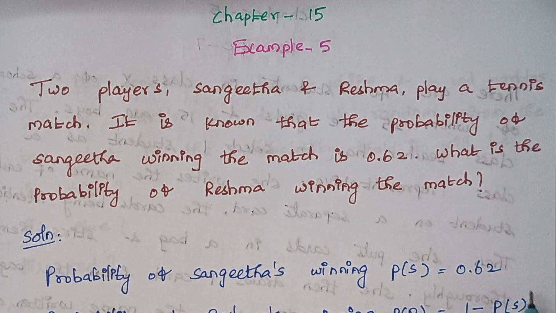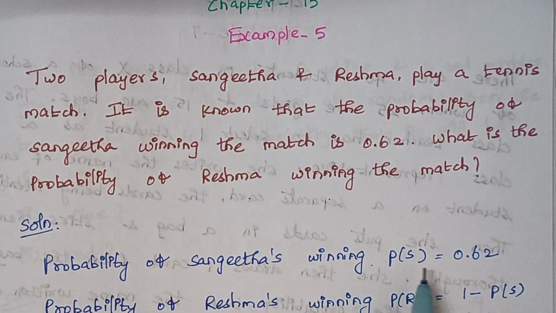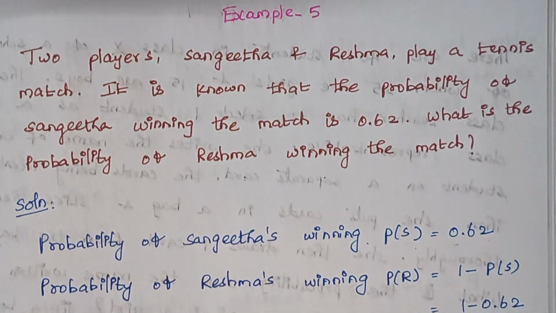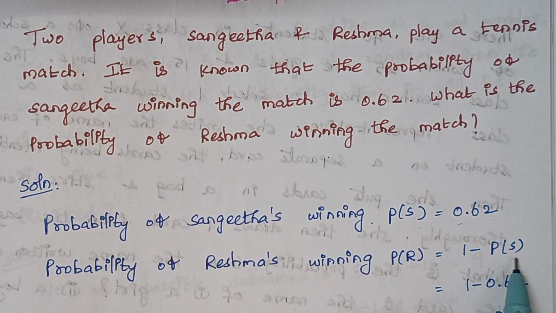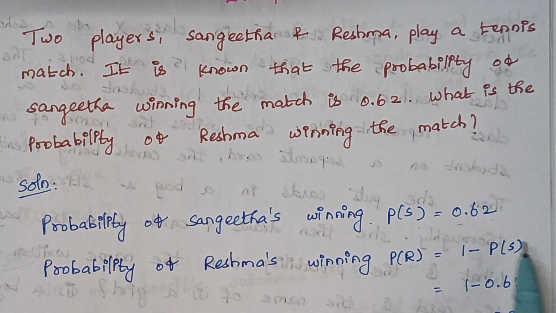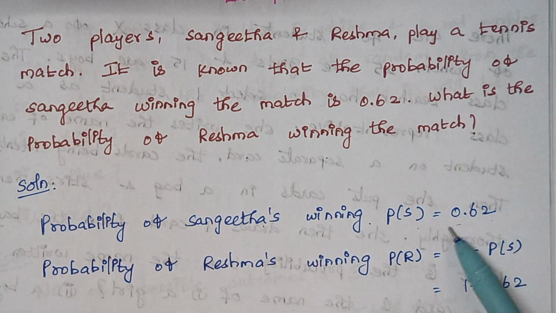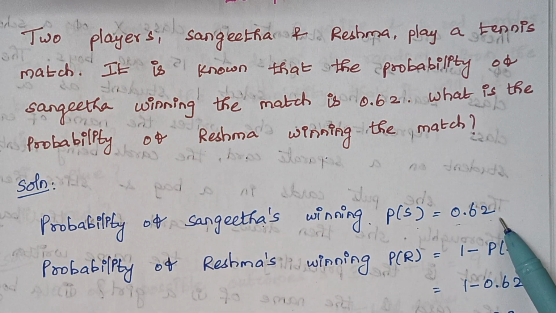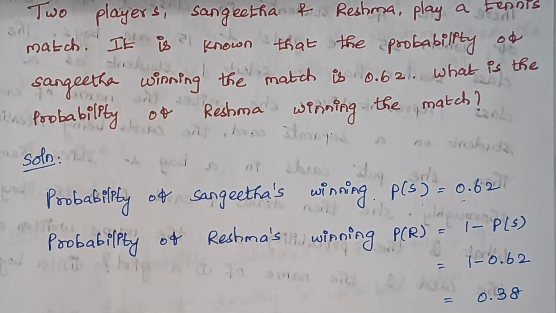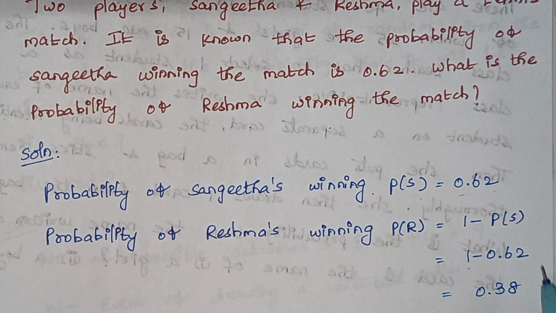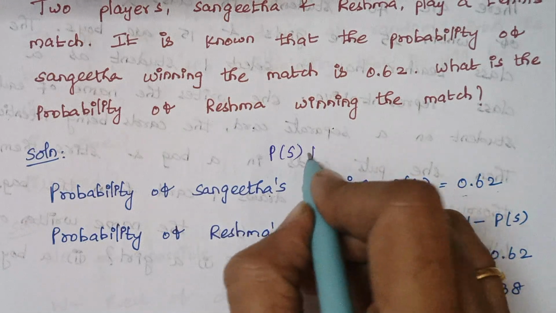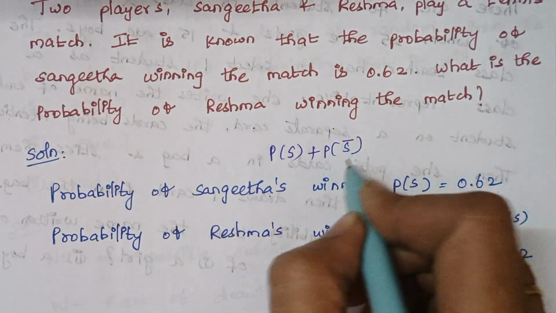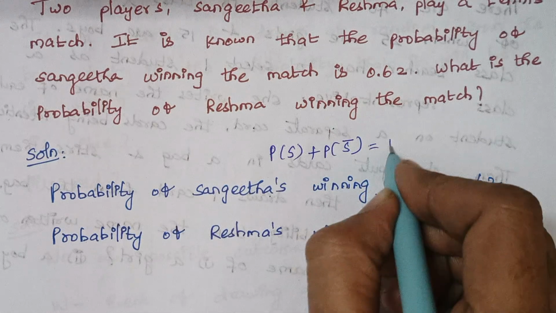So here you see the probability of Sangeeta's winning be P of S, which is 0.62. Then what will be the probability of Reshma's winning? It is obviously 1 minus P of S because only two players are playing and the probability of winning of one player is given. So how to find the probability of winning of the other player? You have to subtract from 1. In other words, you can say the probability of Sangeeta winning be P of S and the probability of Sangeeta not winning is P of S bar, which is equal to 1.